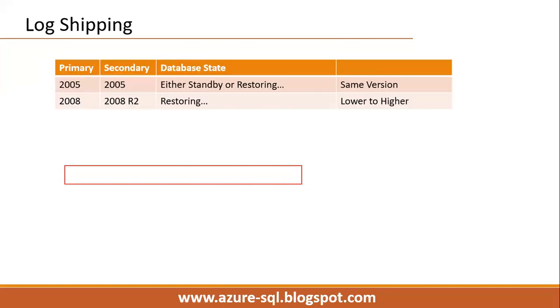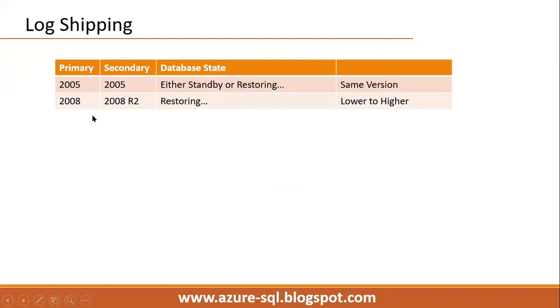We have already seen that if both versions are the same, for example 2008, 2012, 2019, we can maintain either state. If it is lower to higher, only restoring state, in the secondary server.